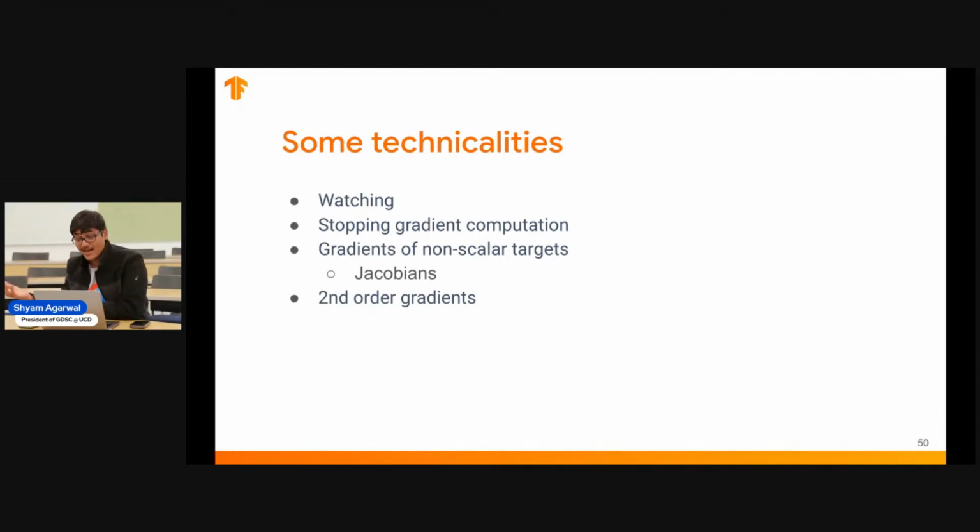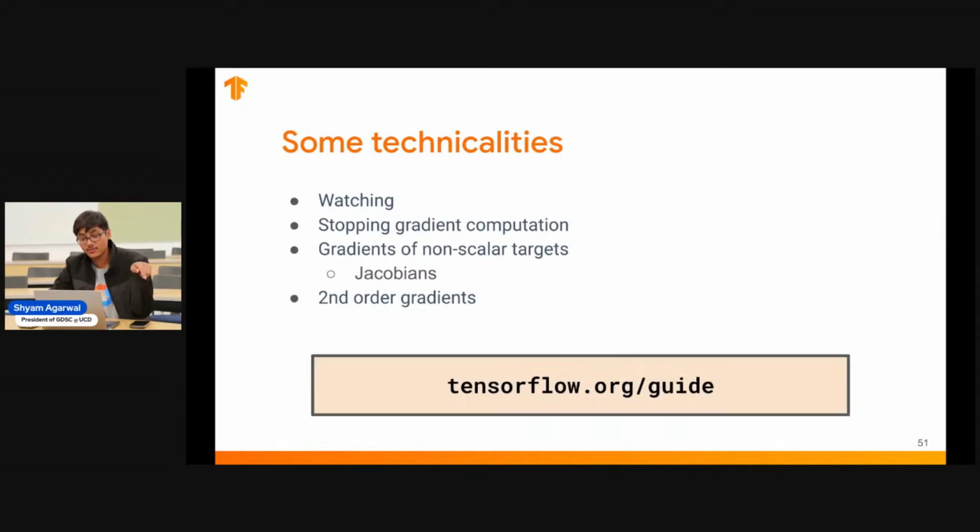You can stop and start gradient calculations within the gradient tape context. If you want to take the gradient of non-scalar targets, there's actually a shortcut for batch Jacobians. You can also override gradients for nearly anything, including calculating second order gradients easily. And this is all in this guide from TensorFlow, which you can find here, which we can probably link in the description of this YouTube video as well.